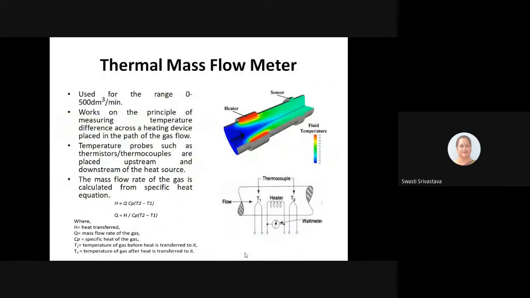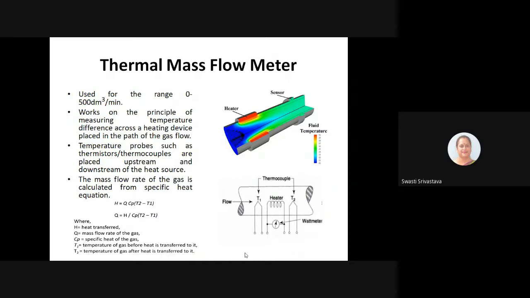Next sensor is the thermal mass flow meter. When we are using gas analyzers for oxygen or carbon dioxide, it requires very accurate gas flow measurement. If the analyzers have to work effectively, thermal mass flow meters are utilized, and they can be used in the range of 0 to 500 decimeter cube per minute.